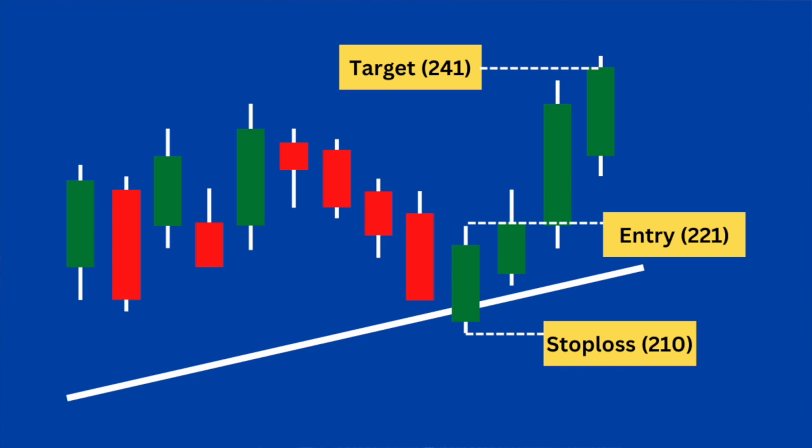And finally, the target price following the 2:1 risk reward ratio will be the entry price, that is 221 plus 2 times the difference between entry and stop loss, that is 20. So the target price will be 221 plus 20 being 241.